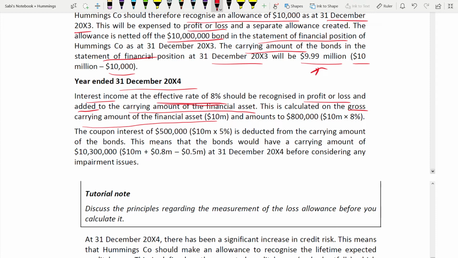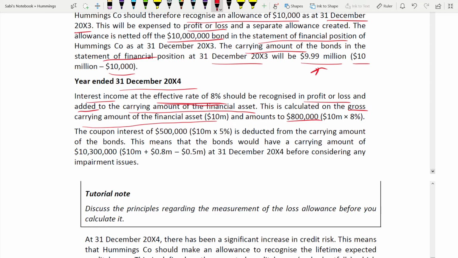Okay, there are 3 stages to the impairment. Stage 1, stage 2, stage 3. This is at stage 1. That's why you're calculating on the gross carrying amount. If it reaches stage 3, then it is on the net carrying amount. That is in your IFRS 9, you will see. So that means 10 million, out of that 8% you take. So that means it will be 800,000, the interest income.